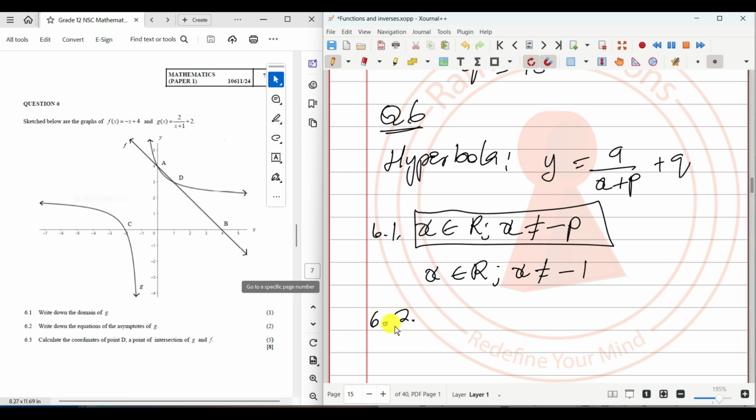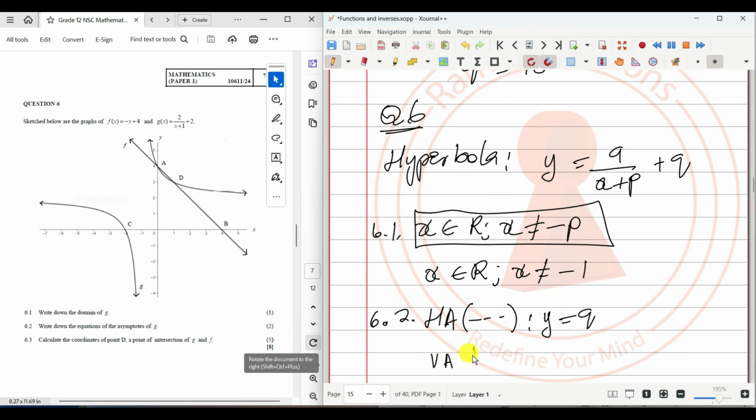6.2, it says, write down the equations of the asymptotes of g. What are they? Let's look at the horizontal asymptote. Horizontal asymptote is this one here. It means it's passing at y equals q. What is the value of q? And then the vertical asymptote is this one here. It's passing at x equals negative p. Okay, so this is the information you need.